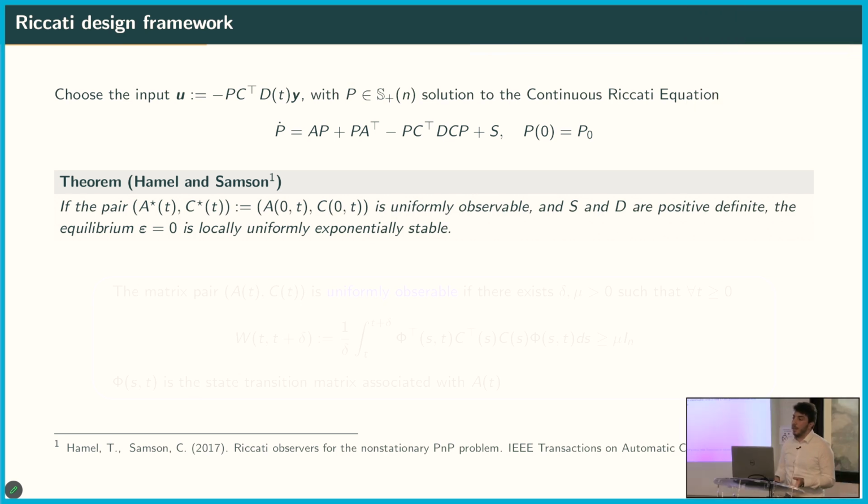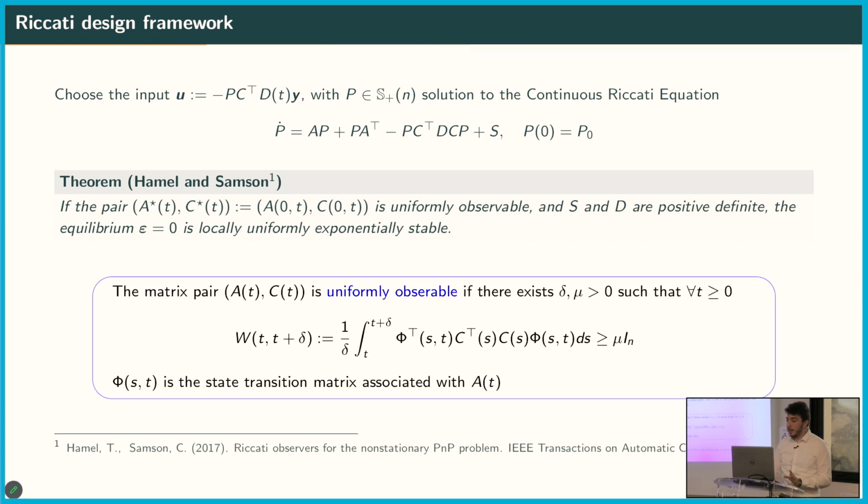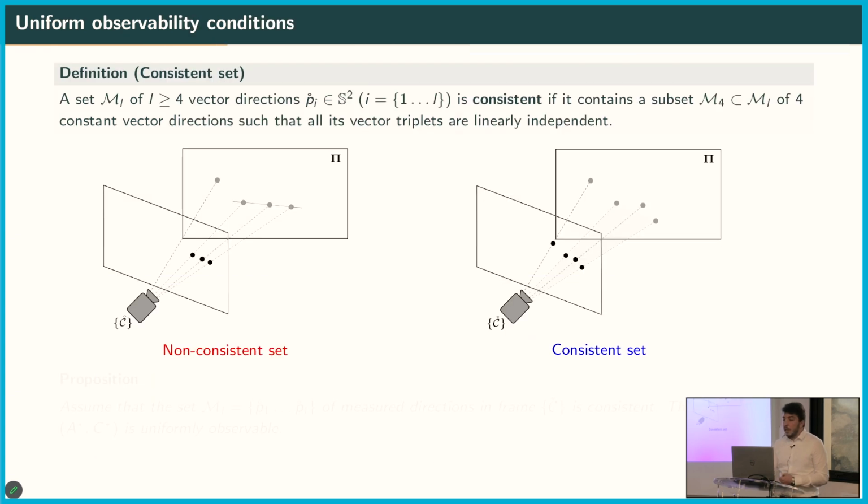So what I mean by uniform observability is given by this definition. We say that the matrix pair is uniformly observable if this matrix W, which is what we call the observability gramian, is positive definite over some time interval. So if we manage to prove that, then we have the stability of our observer, and we know that the algorithm will converge. So what we need to do is find conditions for this matrix pair to be uniformly observable.